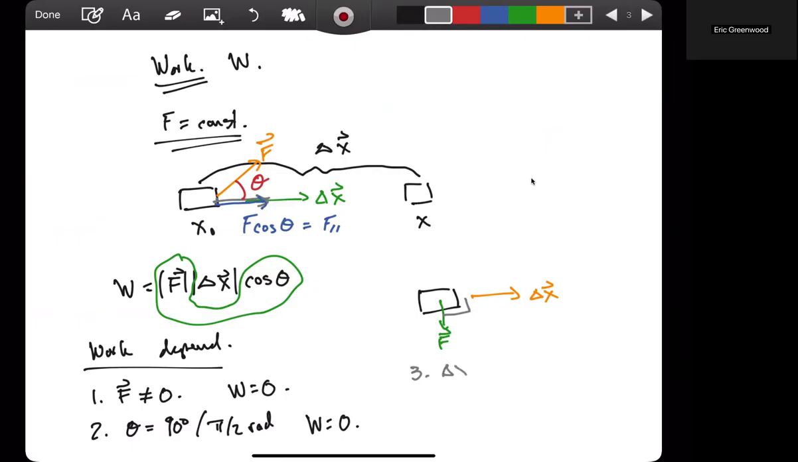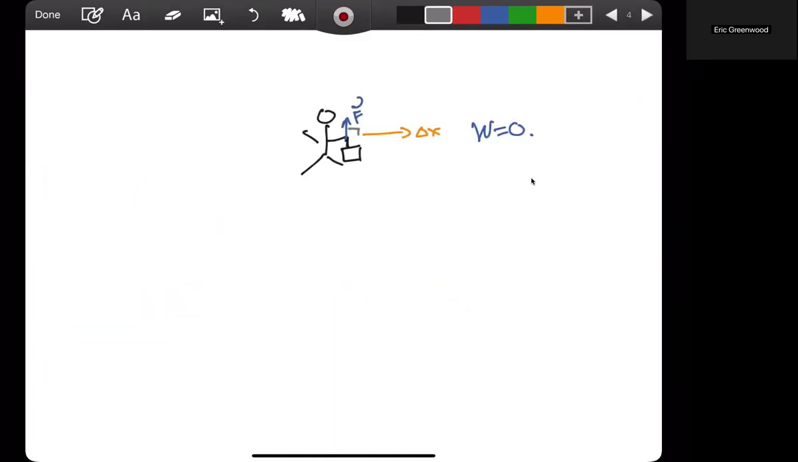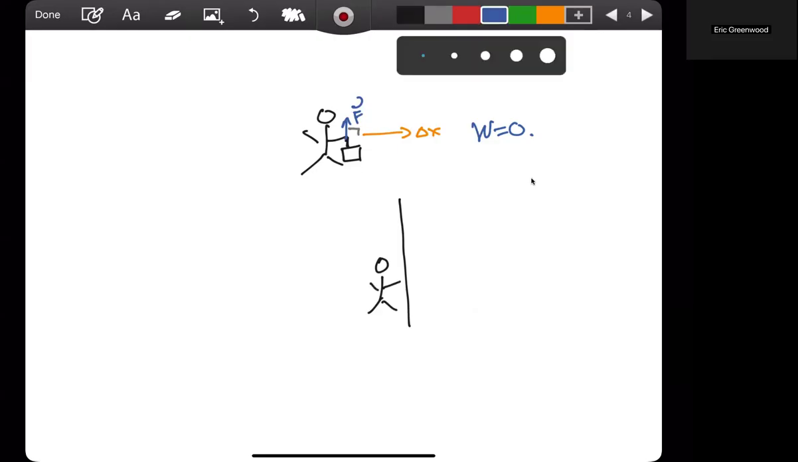If my displacement is equal to zero, then again my work is going to be equal to zero. What this means is if I had a wall and I'm pushing against the wall, I'm supplying a force in this direction. This is the force from me on the wall, or the force on the wall by me. Since there's no displacement, the work I'm applying to this wall is simply equal to zero.